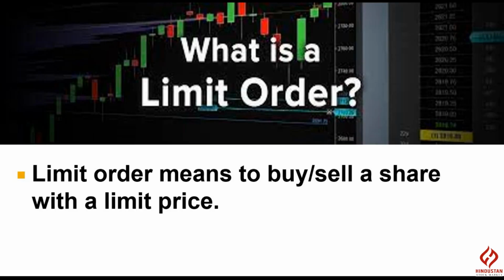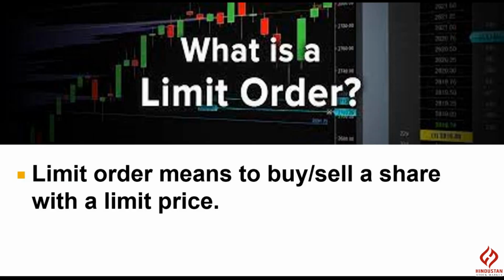It is called limit order. Limit order means to buy or sell a share with a limit price. So as you already know, the prices of stock fluctuate every second in the stock market, and if you want to buy a share at a given price, you can place a limit order. For example, let's say the stock of Tata Motors is trading at rupees 180, but you don't want to buy at rupees 180. You want to buy it at rupees 178. So here you can place a limit order, and when the stock price of Tata Motors falls from rupees 180 to rupees 178, this order will get executed.